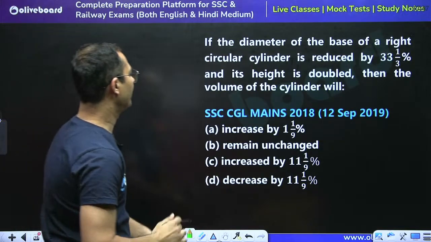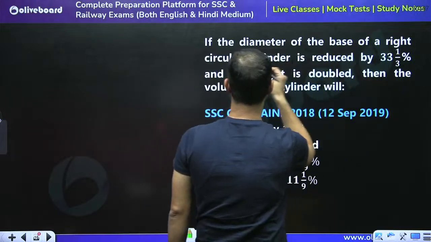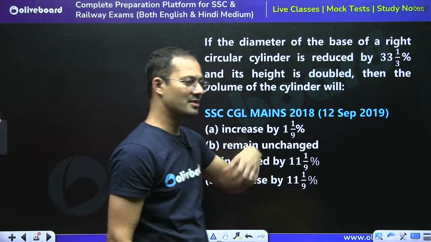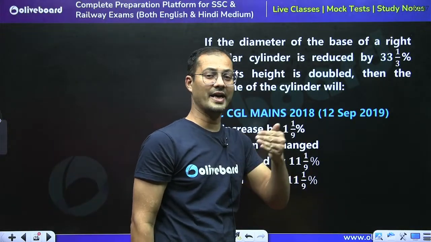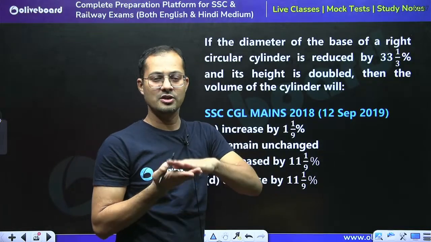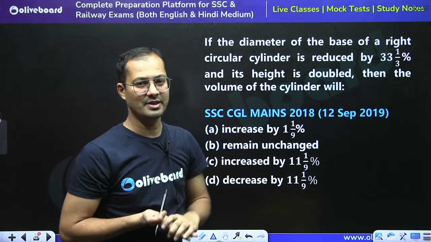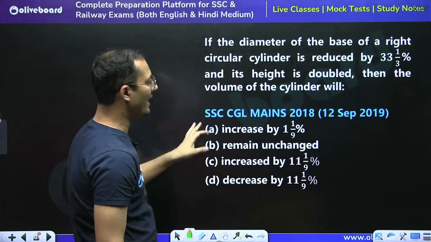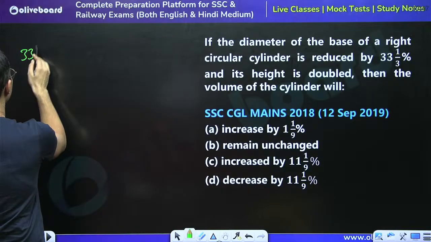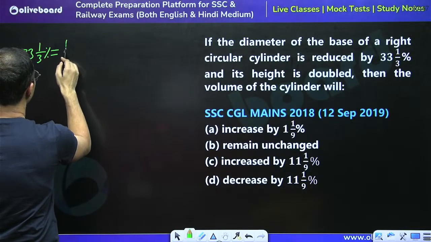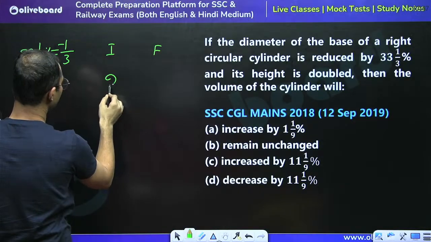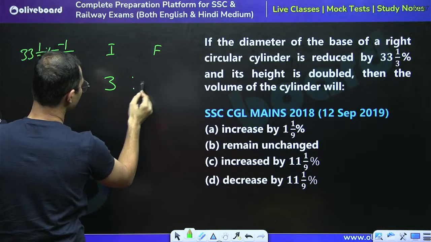See, if the diameter of the base of a right circular cylinder is reduced by 33 whole 1/3%. If the diameter is reduced, it means the radius will also get reduced by the same percentage, right? If I reduce the diameter by x%, my radius will also be reduced by x%. The same treatment is given, and the height is doubled. So the initial and final ratio for radius is going to be 3:2, right?